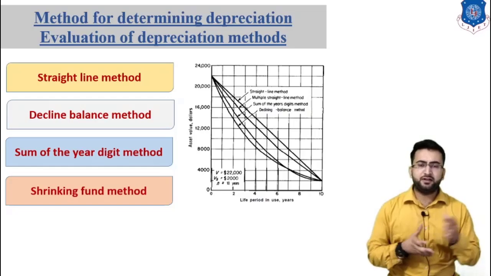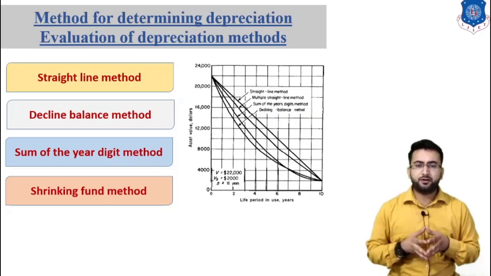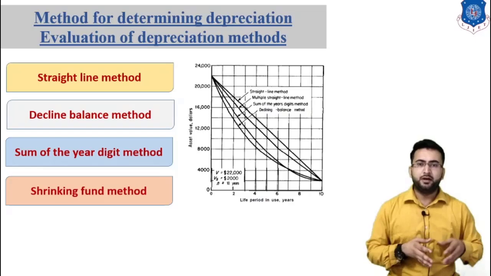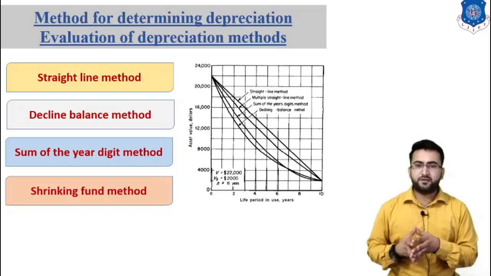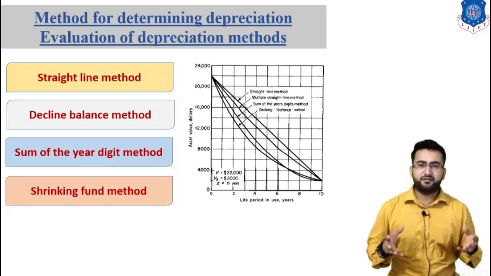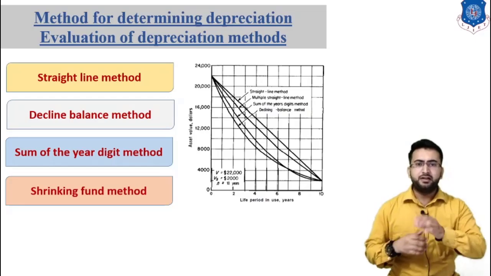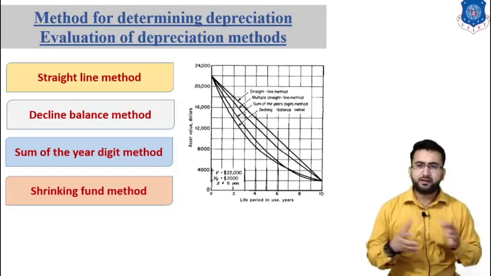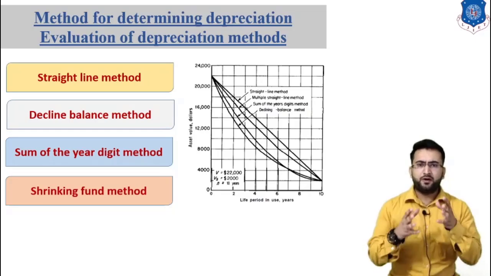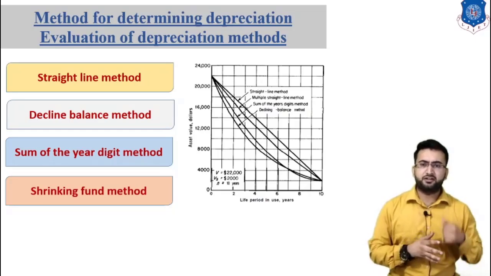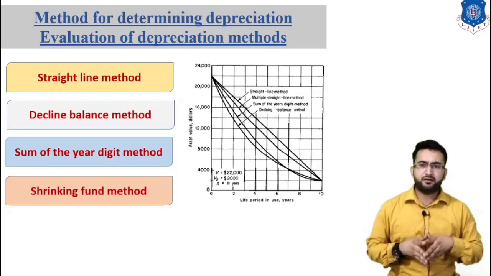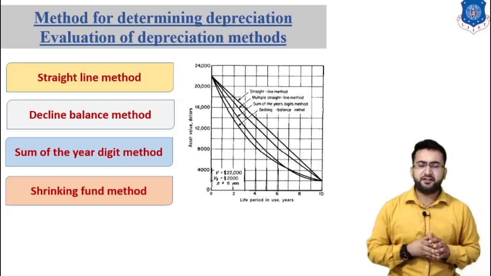Then we talked about the various fundamental definitions, such as service life, market value, and book value. What is the meaning of book value? Book value means the original price minus depreciation. Then we talked about salvage value and various fundamental definitions which are required to develop knowledge on depreciation and which are also used for the calculation of depreciation. Then we talked about the various methods for determining depreciation, such as the straight line method, declining balance method, sum of year digit method, and sinking fund method.